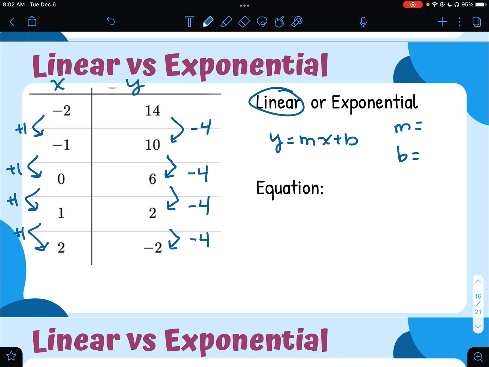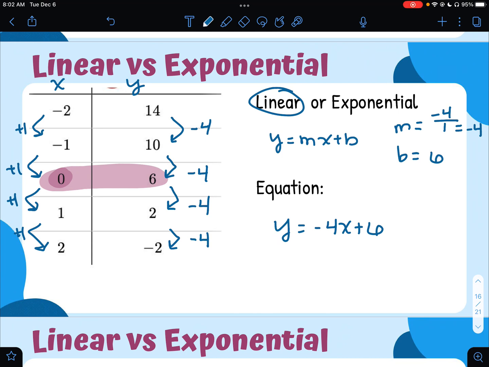Well, m is the change in the y values divided by the change in the x values. So our slope is negative 4. Our b is our y-intercept. If we look at this table, our y-intercept is where the x value is 0. So we have a y-intercept of 6. This tells us that our equation is y equals negative 4x plus 6.